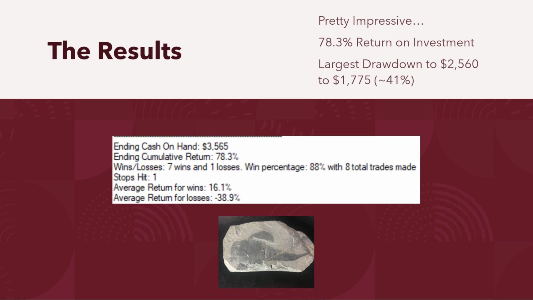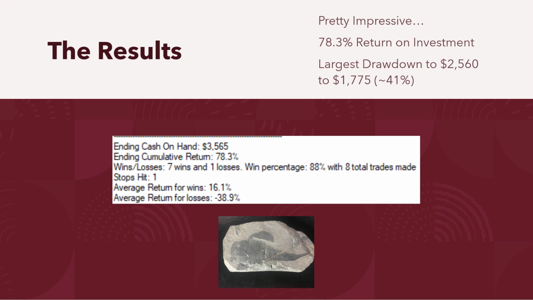And the results for just this weekly 85 to 90% probability bull put spreads on SPX was pretty impressive. We started off with $2,000. After the course of roughly 8 weeks, the ending cash on hand was $3,565, or 78.3% return.